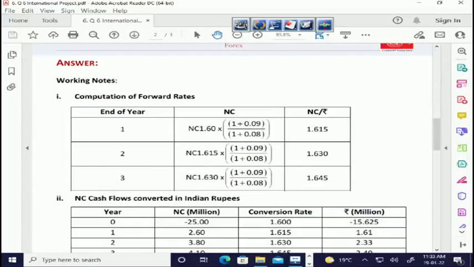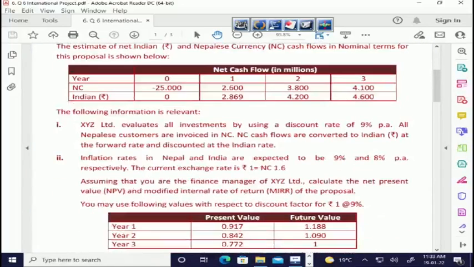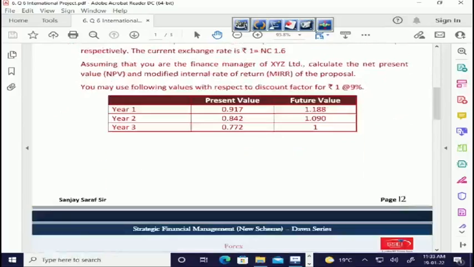Let me show, they have done it over here. These are the calculations. Now we can convert 2.6 with S1, 3.8 with S2 and 4.1 with S3. Then we can add the rupee cash flow and this cash flow, so we get the total cash flow. And the initial outflow 25 is 25 into 1.6. So we have the total cash flow, discount at 9% and we get the NPV. Assuming you are the finance manager, calculate the NPV and MIRR for the proposal. The discount factor is also given.